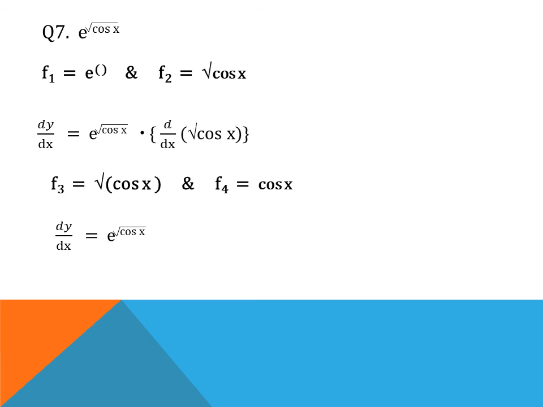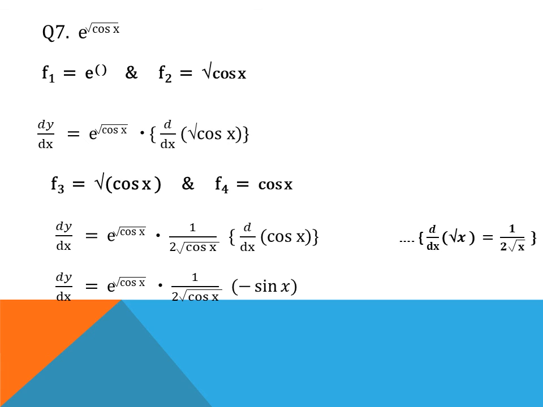Now in place of the derivative of root cos x, first will be the derivative of f3. So the derivative of root cos x would be similar to the derivative of root x, which is 1 upon 2 root x. But in place of root x, we will be writing root of cos x. So we have 1 upon 2 into root cos x into the derivative of f4, that is cos x. Now the derivative of cos x, as we know, is minus sin x. So our final answer is minus sin x into e raised to root cos x upon 2 into root cos x.